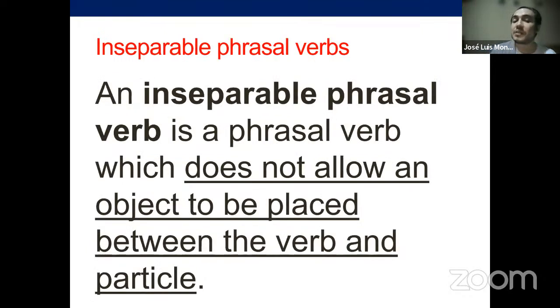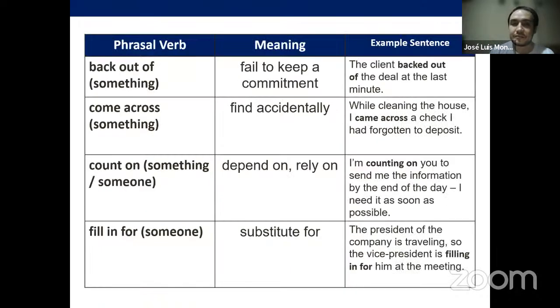So, inseparable phrasal verbs. An inseparable phrasal verb is a phrasal verb which does not allow an object to be placed between the verb and the particle, right? So you cannot divide, you cannot separate those two words. They have to be together. Now, let's work with this. Here we have some ideas.